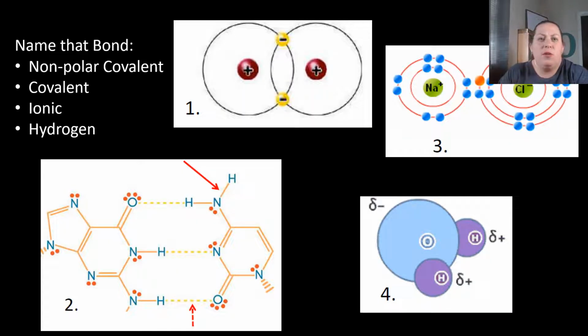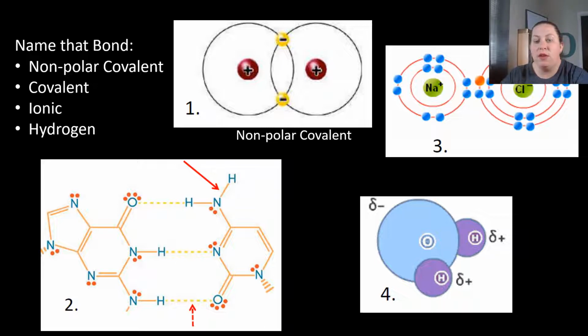So here's a little quiz about name that bond. I have 4 examples of bonds here, and we're going to see which one goes with which. All right, so if we look at number 1, they are sharing electrons, and they are sharing them equally because there's no charges on them, except for the protons and the electrons. And because they're sharing and it's equal sharing, these are non-polar covalent bonds.